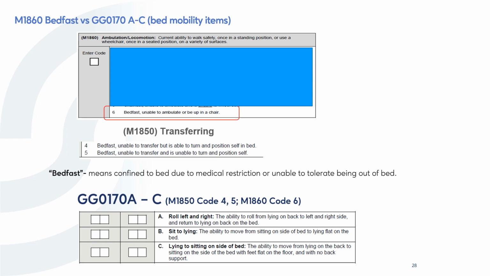Bedfast means you're not getting out of that bed because either the doctor said it's not in your best interest. It could be one of those, you go to sit them up and the blood pressure plummets, or their feet suddenly go dark. There's some type of circulatory issue. So they're bedfast. There's a medical restriction, or they just cannot tolerate being up in a chair. So the GG0170 A through C items, just a reminder, we have your rolling, your sitting, back and forth conditions there.